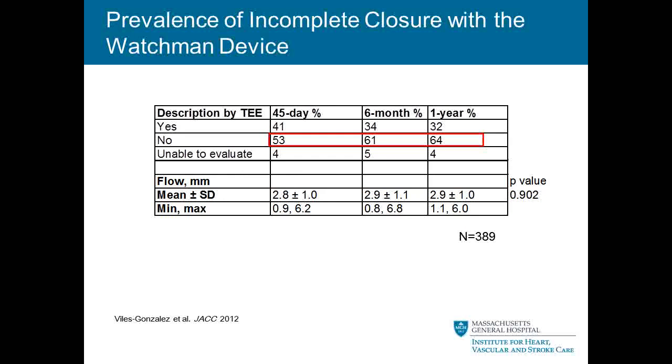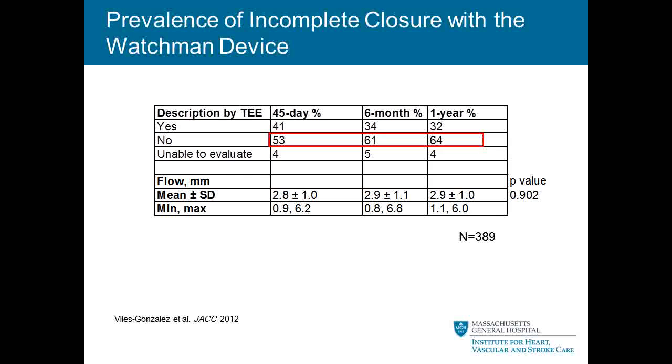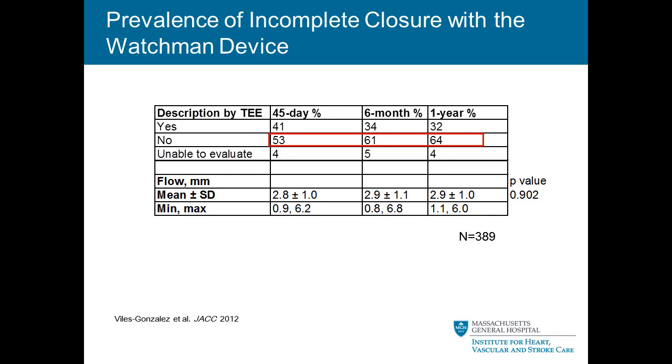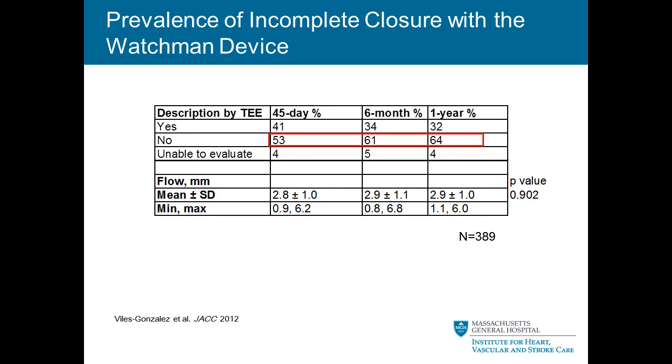The most complete data about incomplete closure came from this recent publication by Vivek Reddy and colleagues from the Protect AFib study regarding the use of the Watchman device. This is the description by TEE, whether there was closure or not, at 45 days, 6 months, and 1 year TEEs. And here are the percentages of complete closure, so no leak at all: 53% at 45 days and 64% at 1 year. When a leak was present, here are the measurements. The average size of a leak was 2.9 millimeters, ranging between 1.1 to 6 millimeters.